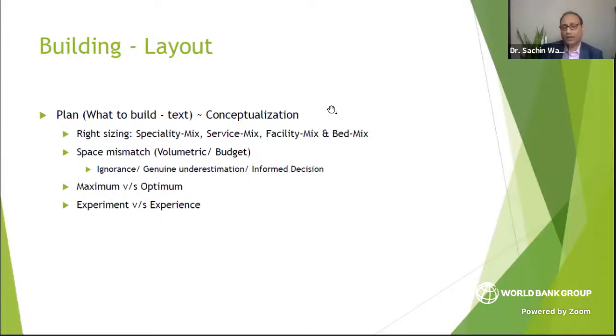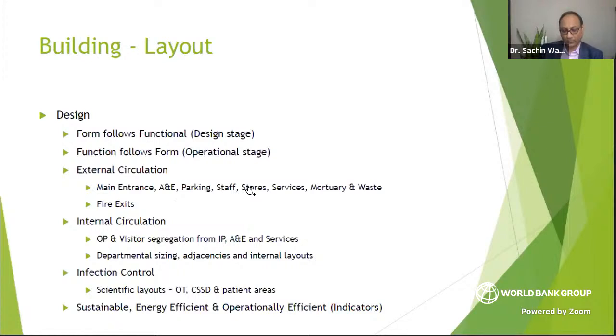Because once you start building the hospital, that is a point of no return. So you have to be very cautious, because everybody wants everything in a particular project. So what is the maximum that you can get, as against the optimum best fit for the particular facilities that you have to realize? And whether you want to experiment with your facility and the project, or you want to use experienced people, so that you make fewer mistakes and you don't try to learn by trial and error.